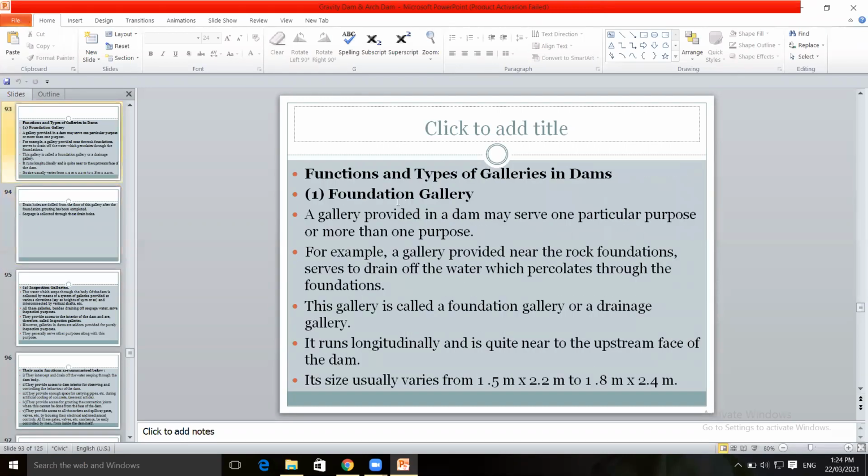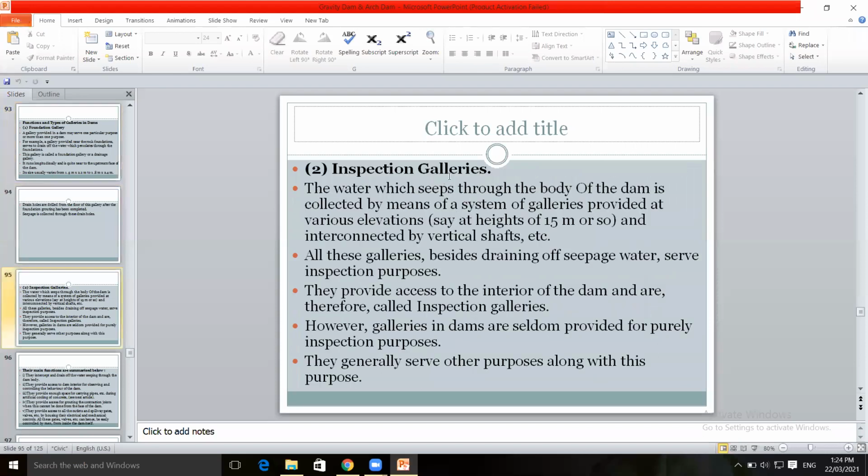This is the foundation gallery. Next one is inspection galleries. So what are the inspection galleries? The water which seeps through the body of the dam is collected by means of a system of galleries provided at the various elevations.